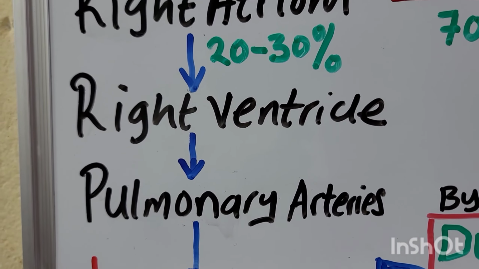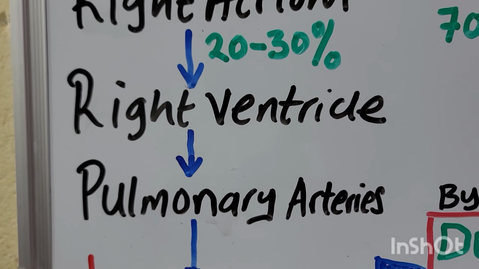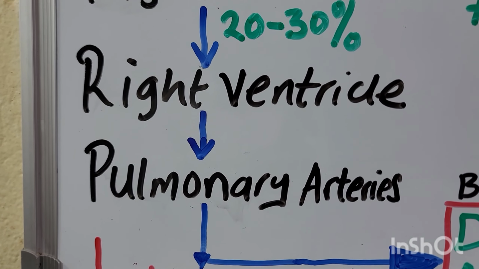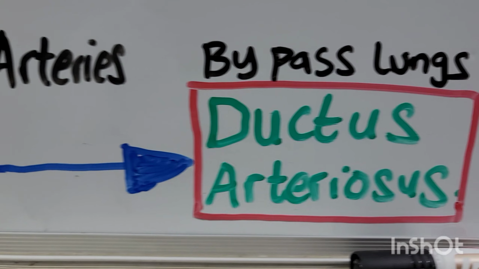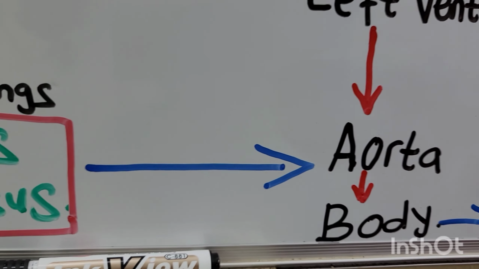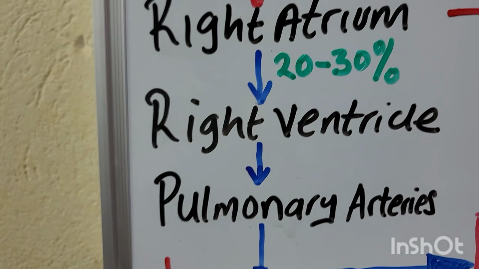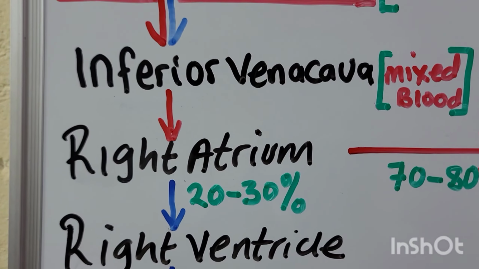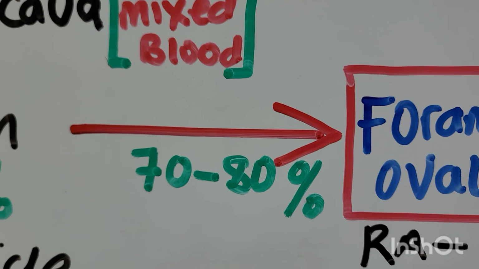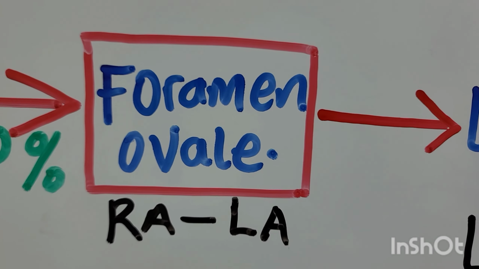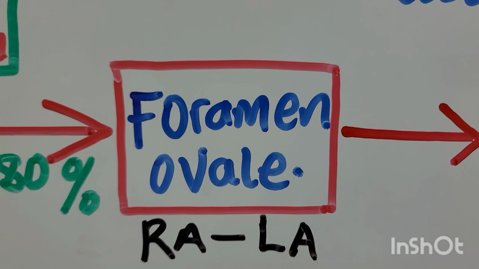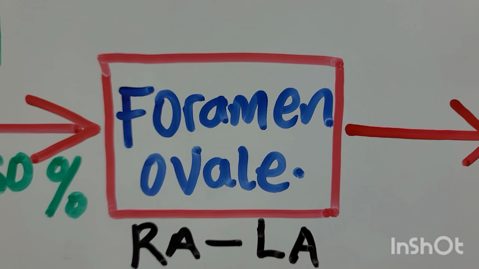Now, during fetal life, you have high pressures within the right side of the heart. That's why blood which is supposed to pass in the pulmonary arteries to the lungs is shunted to the ductus arteriosus, which will eventually meet the aorta. But the beautiful and very important mechanism is that of the blood from the right atria, approximately 70 to 80% passes through this beautiful shunt, which we call the foramen ovale, residing in the interatrial septum.